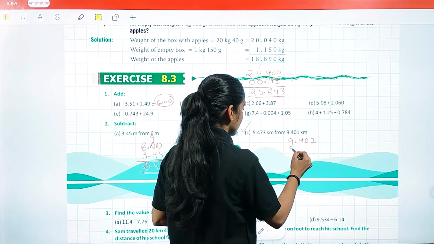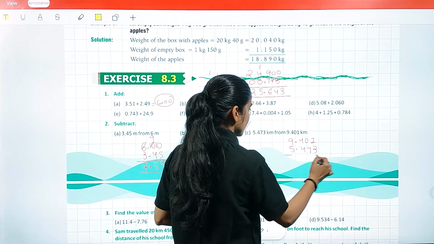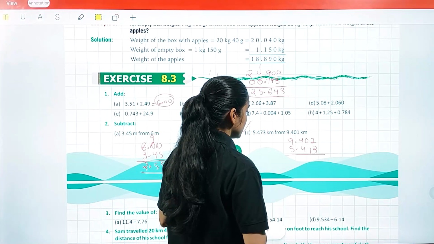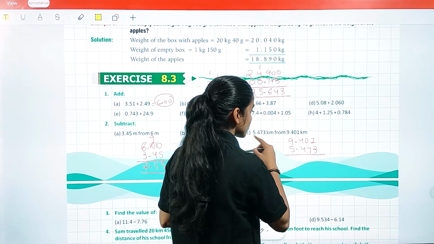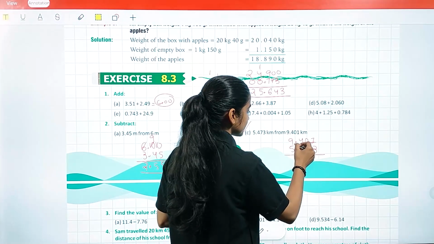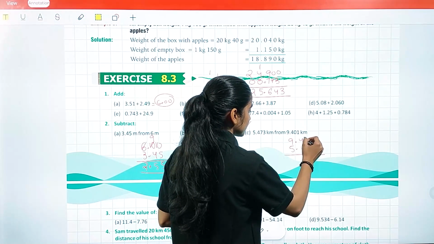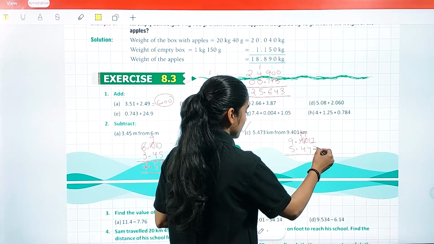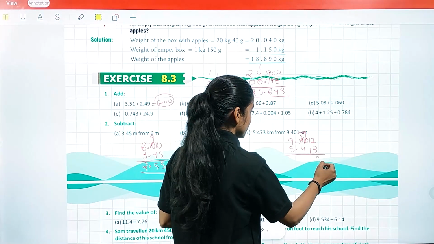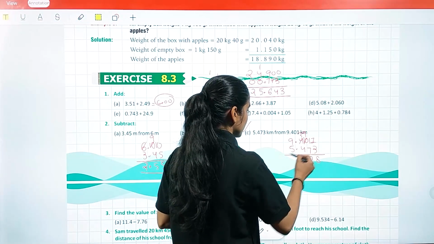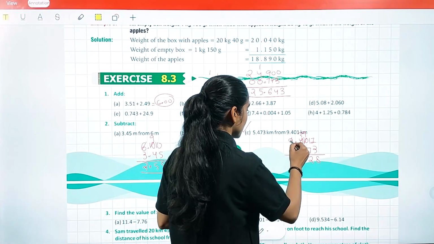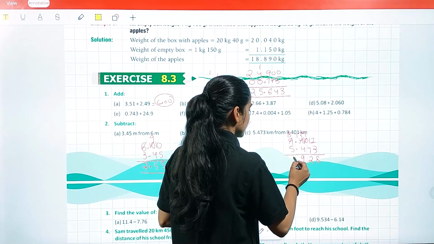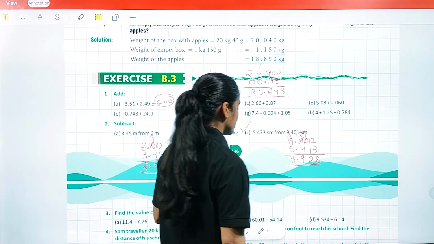9.401, 5.473. We have to take a carry because we cannot minus 3 from 1. So 10, 9, 11, 3. 11 minus 3 is 8. 9 minus 7 is 2. We cannot subtract 4 from 3, so we have to take a carry. 13 minus 4 is 9. 8 minus 5 is 3. So your answer is 3.928.